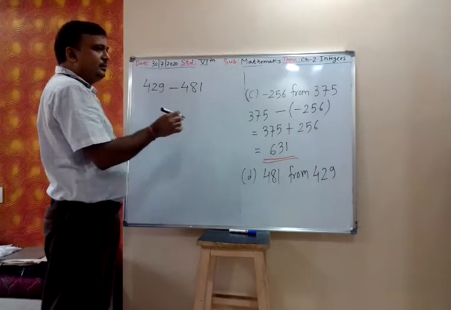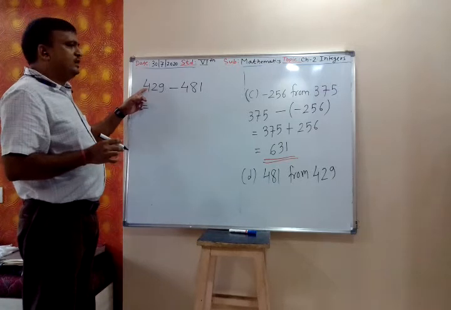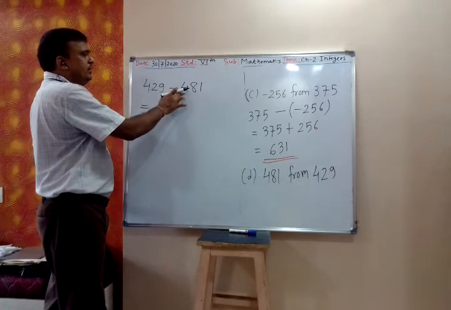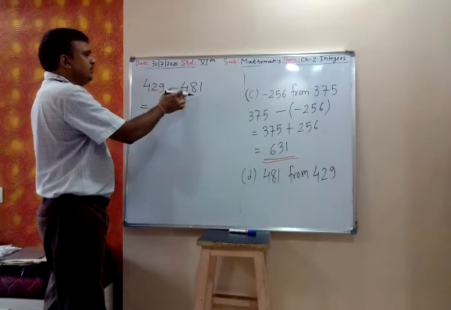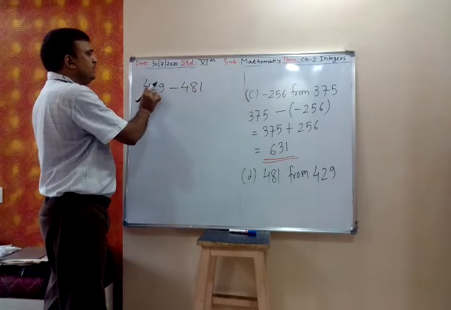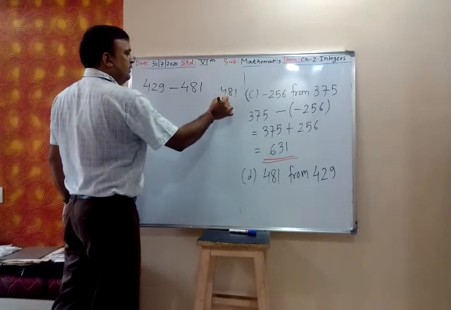So 429 minus 481. What is the sign of 429? Plus. What is the sign of 481? Minus. So plus and minus are opposite signs, so you have to subtract the smaller number from the bigger number. So 481 minus 429, you have to subtract.